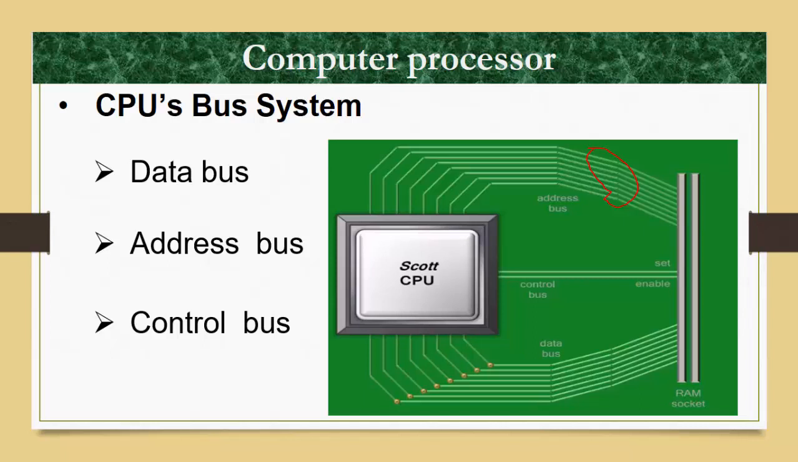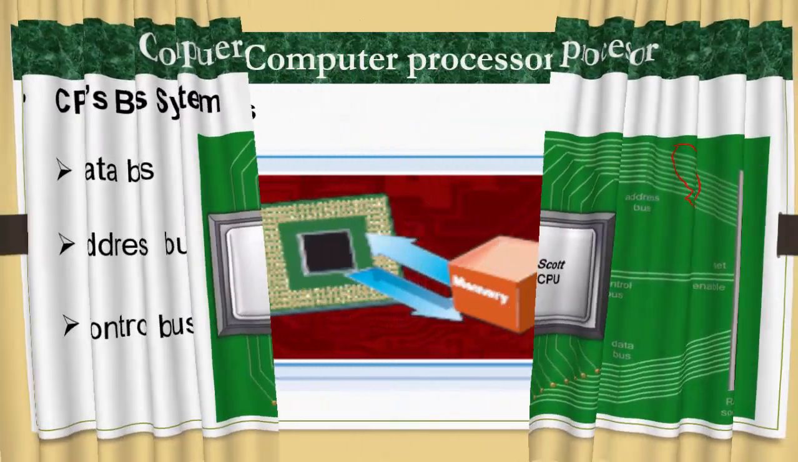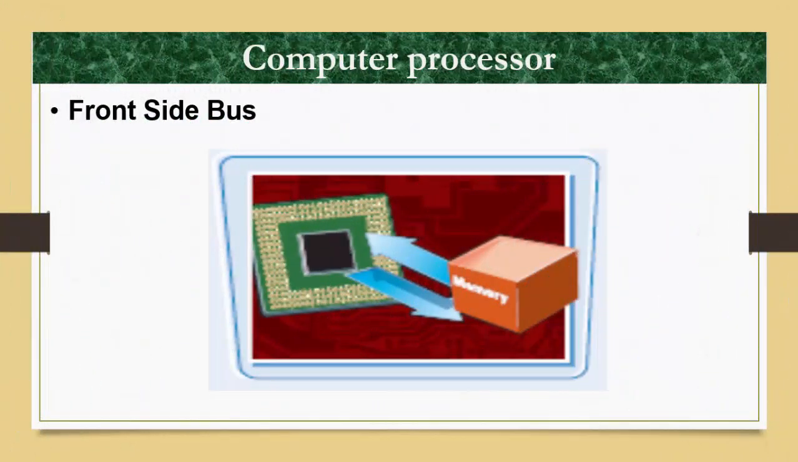It allows them to communicate with each other, including when data is ready to be read, when another device wishes to use the bus, and the type of operation to be performed: read, write, interpret, or interrupt. Okay, students, let's go ahead.